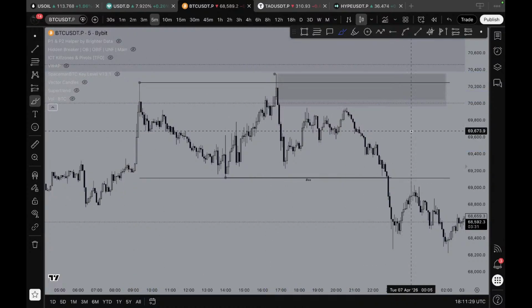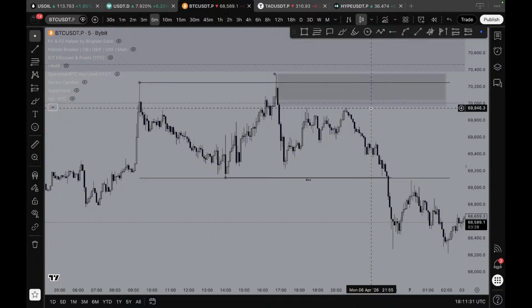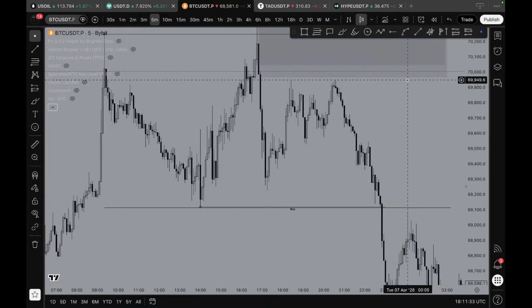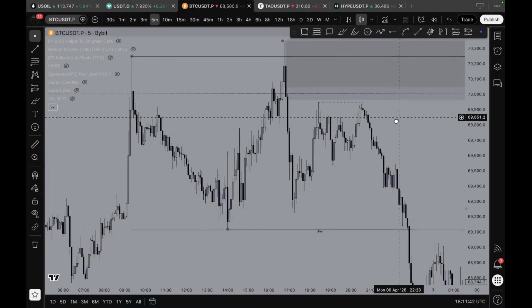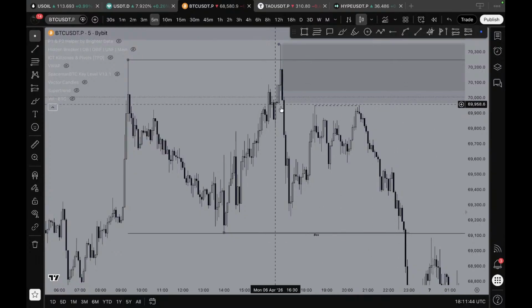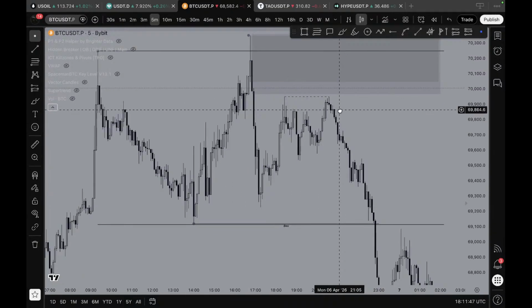But instead, price did me dirty with almost, or maybe they are, equal highs. Yeah, this looks like really equal highs. So price did not hit my supply POI, therefore no entry was given as well.